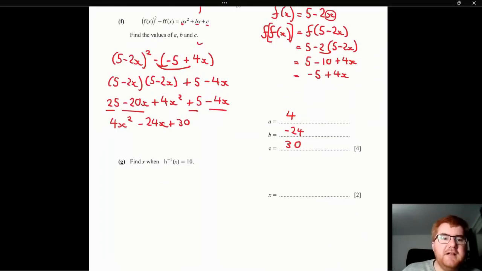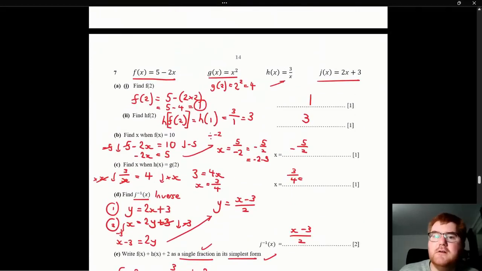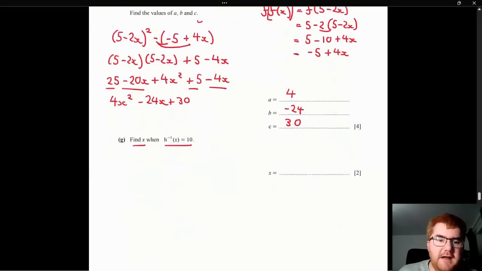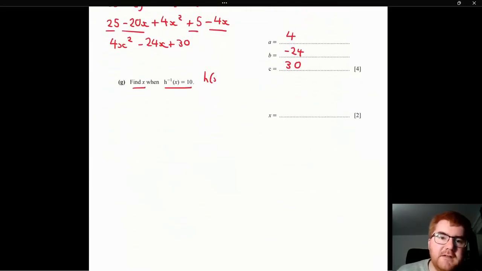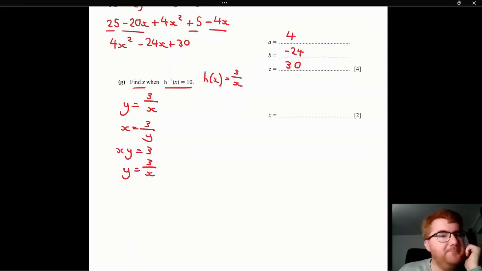And the last thing to do here is to find x when the inverse is equal to 10. So we go back to our h function, which is 3 over x. There's a couple of ways you can do this. Again, we could just find the inverse function like we've done before to get y equals 3 over x. We swap over the x's and y's and make y the subject. If we do this, actually we'll get exactly the same function. So it's an inverse of itself.